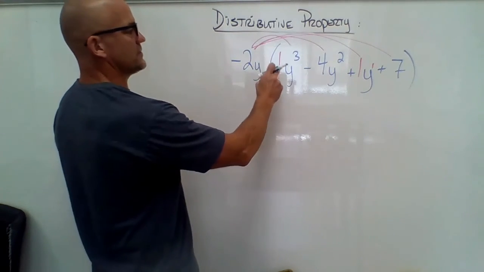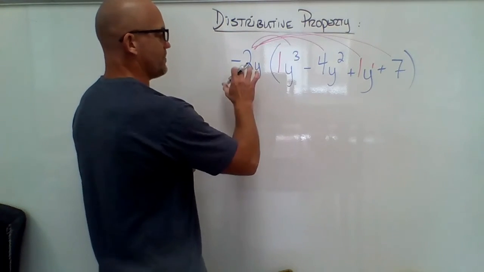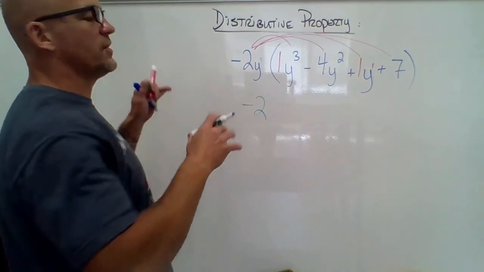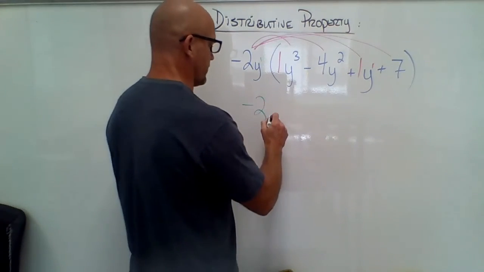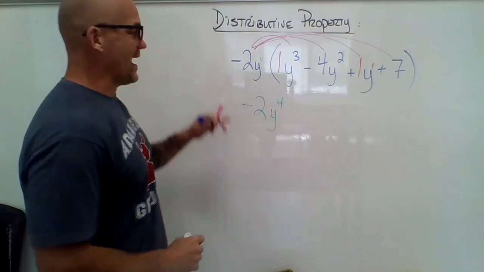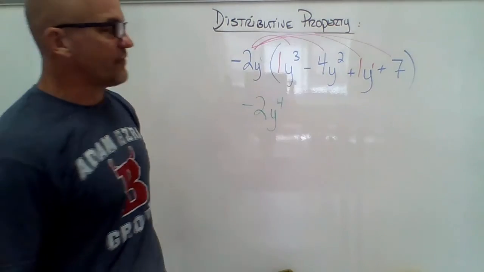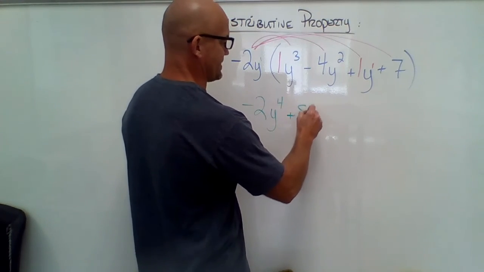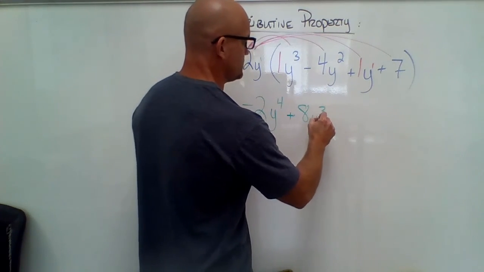Negative 2y times 1y to the third. That becomes negative 2. This guy also is a y to the first power, so that when I multiply them and add those exponents together, I'm going to wind up with y to the fourth. I'm then going to go ahead and distribute the negative 2y into the negative 4y squared. That becomes positive 8y cubed.